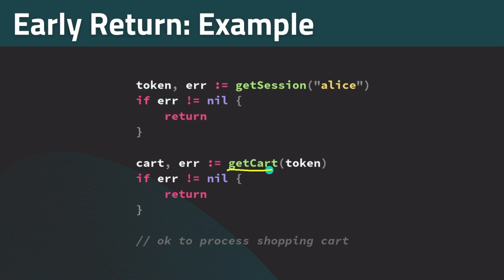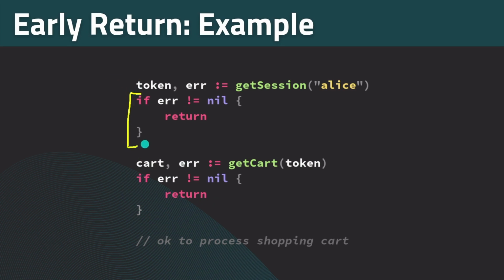The same thing down here with getCart. So here we use our existing token in our getCart function, and if that's successful, then we get a cart. However, if we have an error, we need to check that. And if we get an error back, then we should return from the function. If both of the error from getSession and getCart are nil, then we'll end up down here at the bottom, and we'll have valid token data and valid cart data. This makes it okay to process a shopping cart.